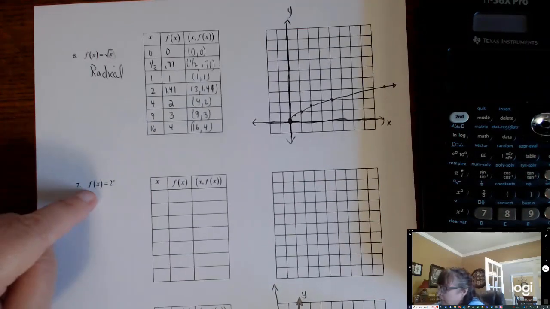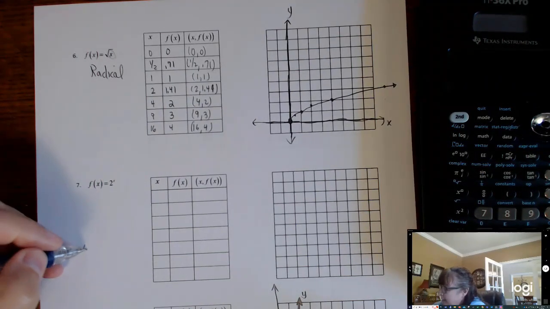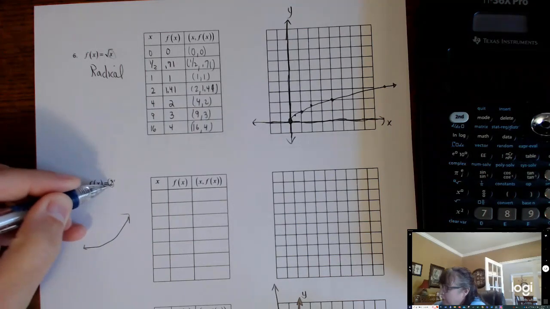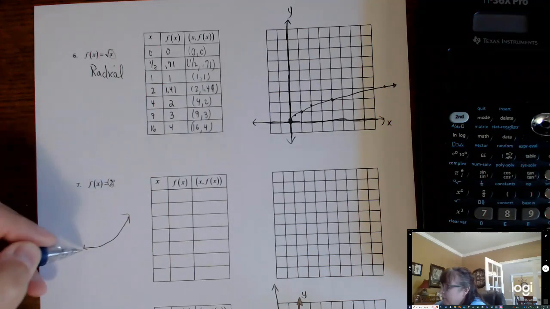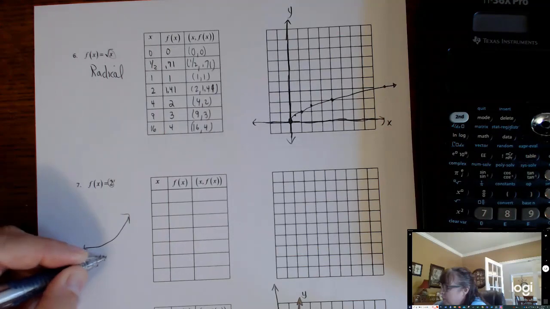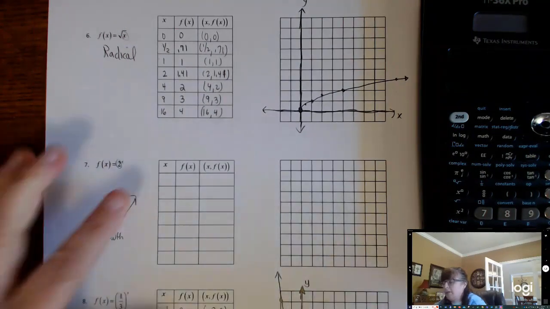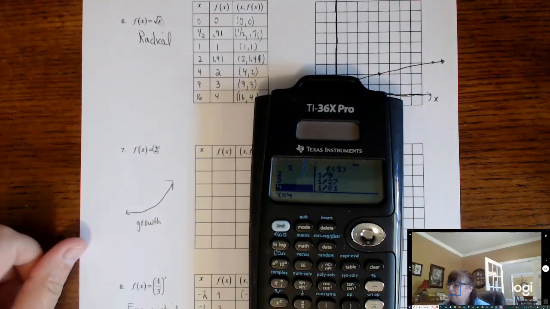Now this one is another exponential, and it's going to look like this because this b value here is greater than 1, so it's going to be growth. And so you could try that one. But I wanted to show you how to use the table to plot points.